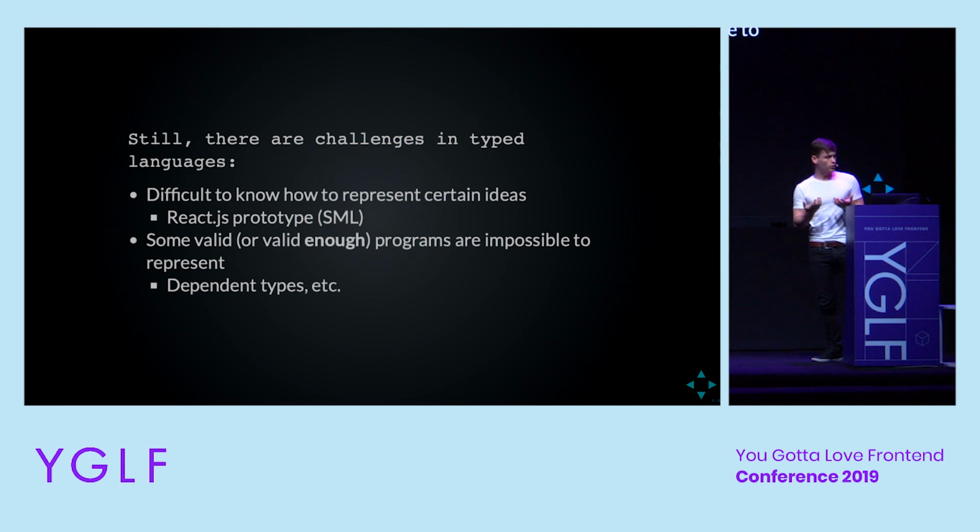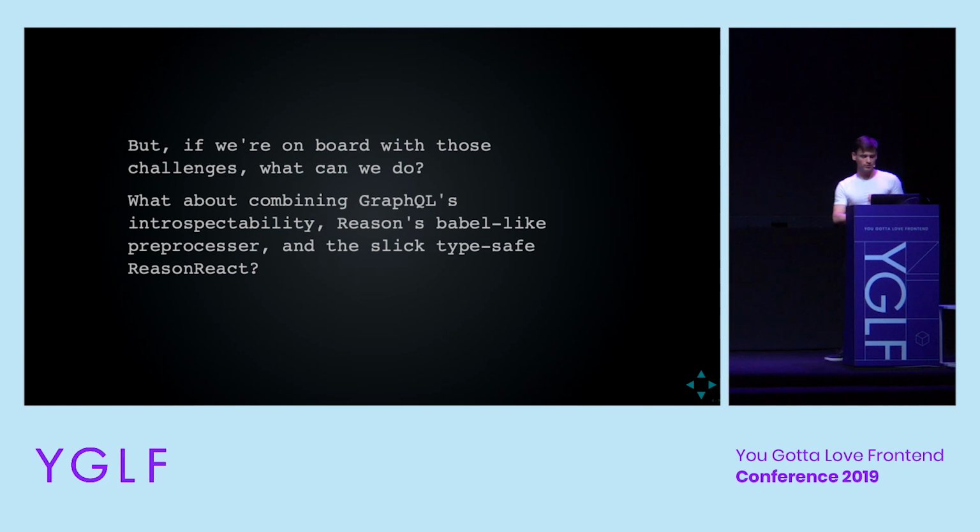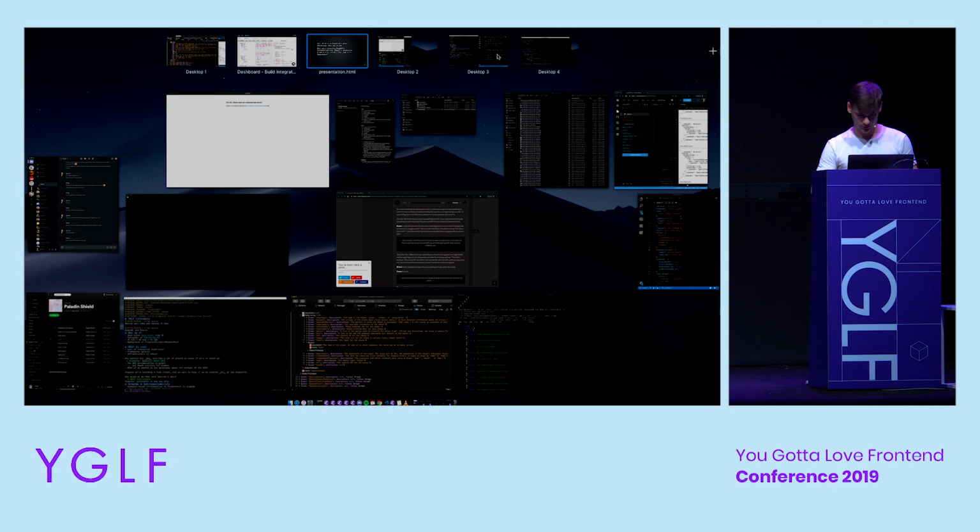The other thing is some programs are actually valid enough where you don't care about all of the edge cases. And you just want to go ahead and move forward with it. And that can be hard to represent. But let's say that we're OK with those challenges. What could we do? What if we combined GraphQL's introspection, the Babel-like preprocessor, and this slick type-safe Reason React thing?